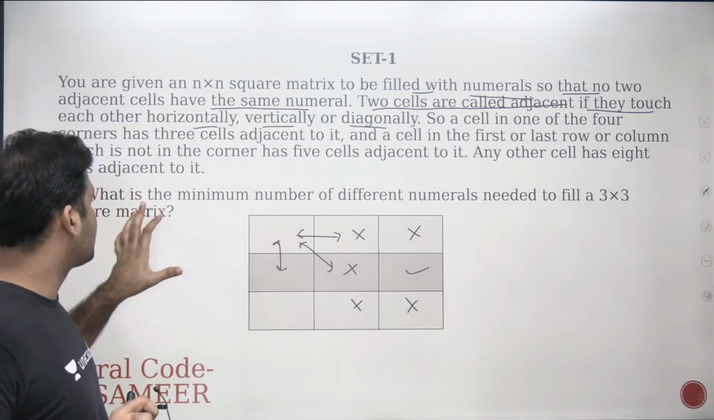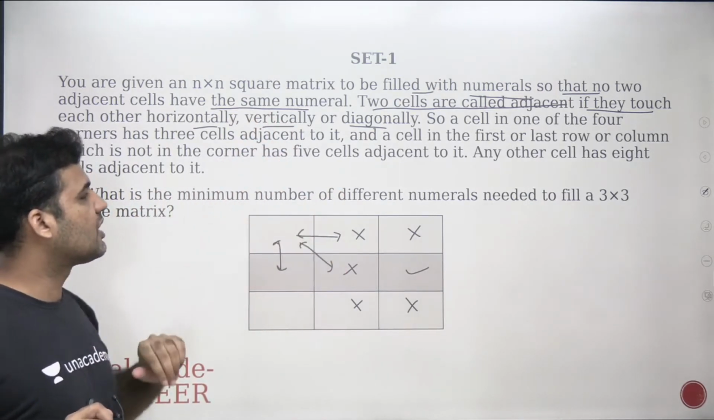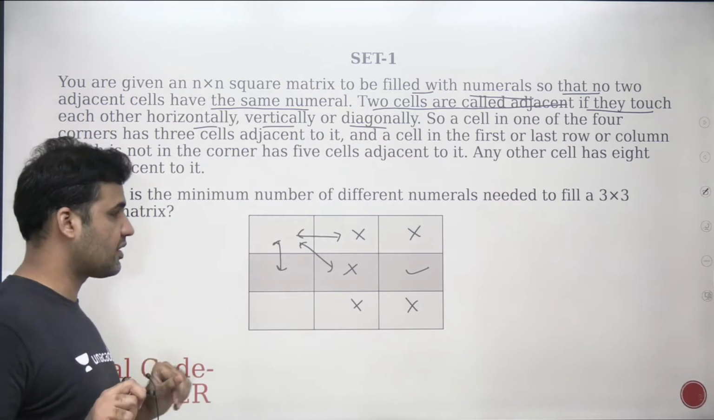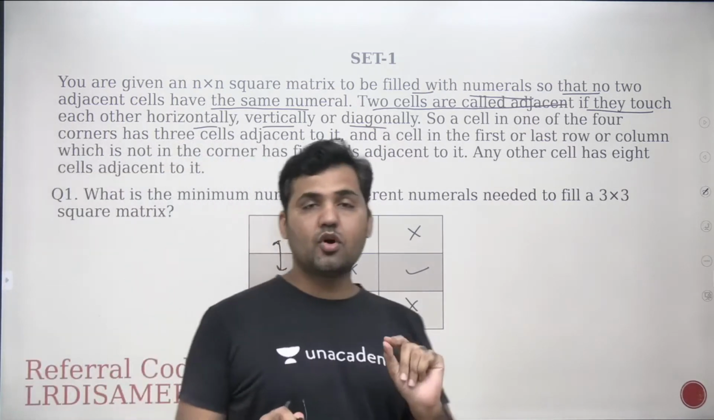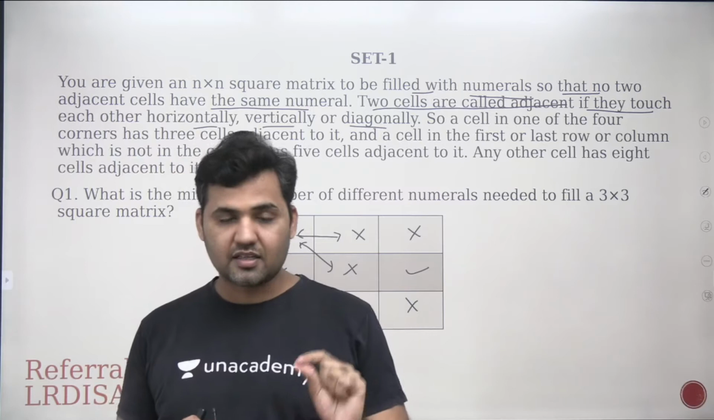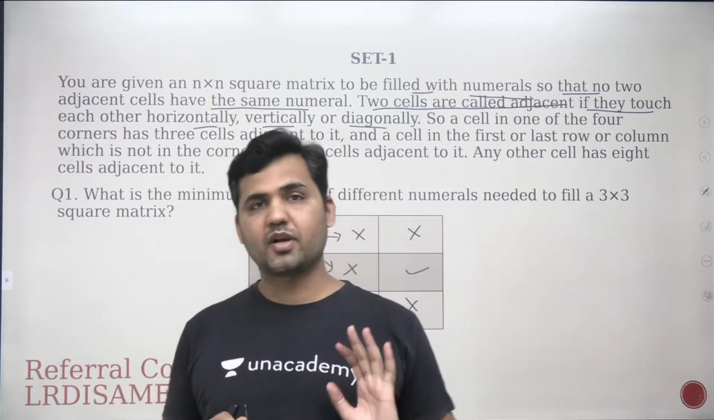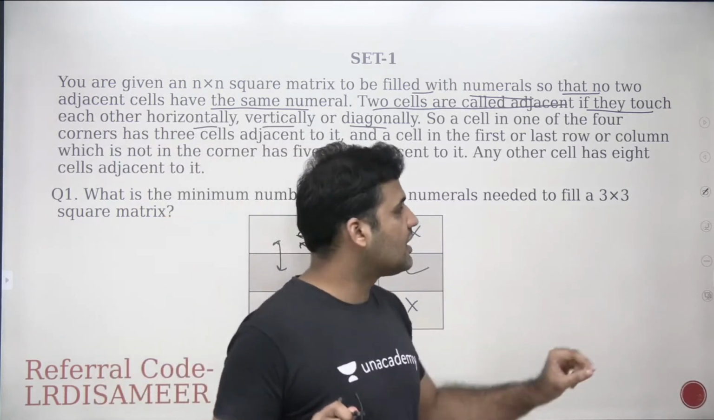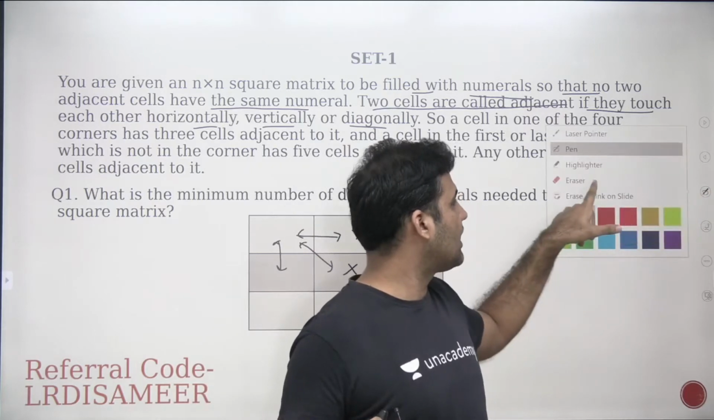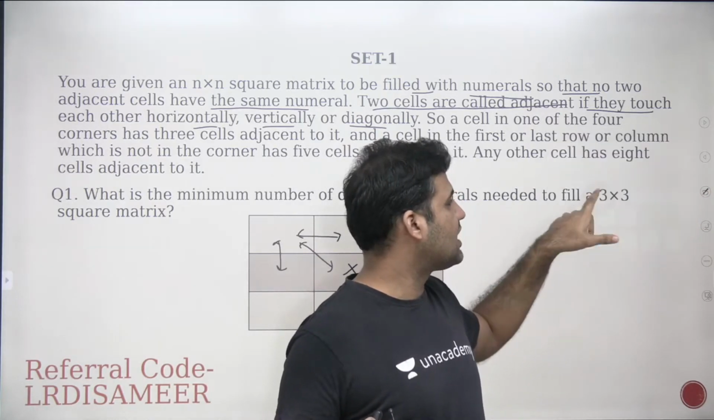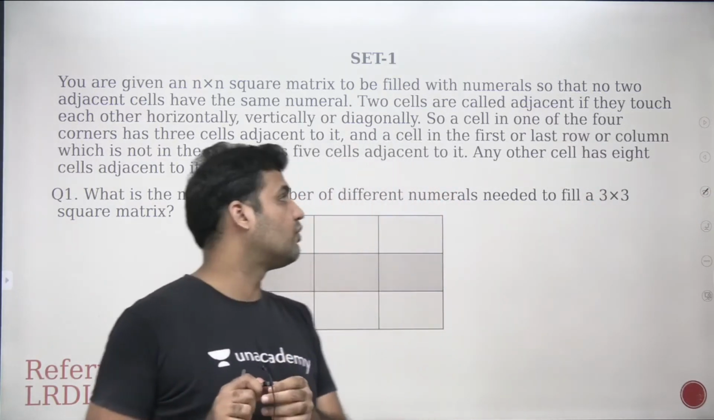Now the question is, what is the minimum number of different numerals needed to fill a 3 into 3 square matrix? You see that? If you don't try to understand what exactly is the meaning of the word adjacent, there is no point in solving the questions, right? It's only the small words, right? Whenever you're solving the NR set, it's very important that you pay attention to these types of words, right?